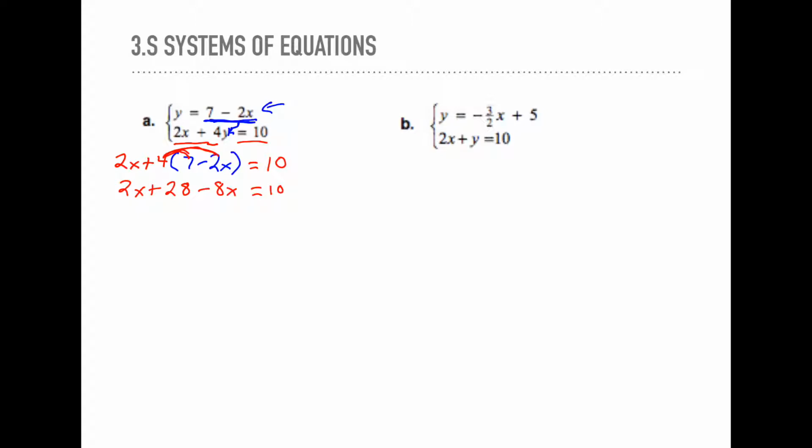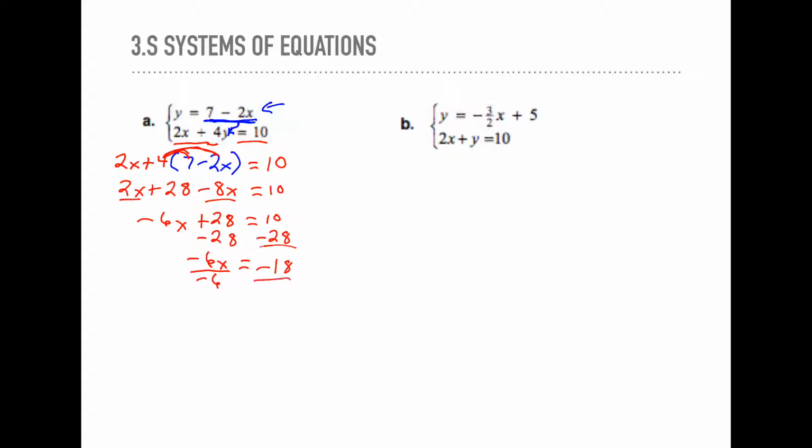So by doing the substitution method, I no longer have 2 variables. I have 1 variable. That's something I can deal with, and I can just solve for x now. So combining like terms, 2x and a negative 8x makes negative 6x plus 28 is equal to 10. Next step, subtract that 28 over, subtract 28, and 10 minus 28 is going to give me a negative 18, which is going to give me a negative 6x.